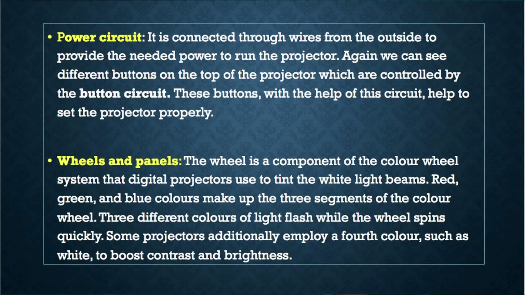Now let's come to the final component, that is wheels and panels. It's a very important and crucial part of a projector. The wheel is a component of the color wheel system that digital projectors use to tint the white light beams. Red, green and blue colors make up the three segments of color wheels. These different colors of light flash while the wheel spins quickly. Some projectors additionally employ a fourth color such as white to boost contrast and brightness.